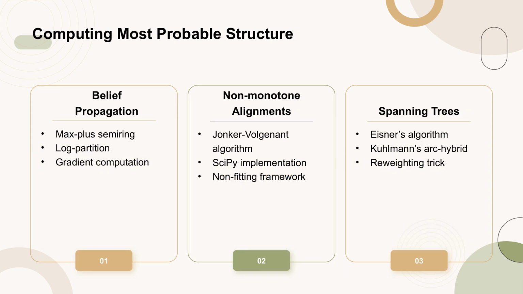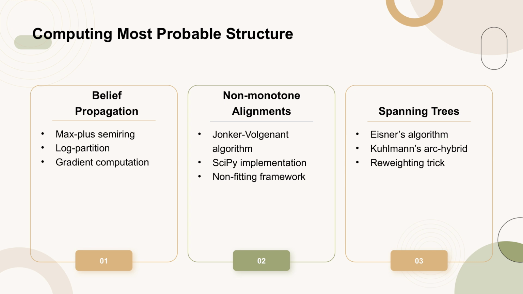To compute the most probable structure, the belief propagation algorithm is utilized with the max-plus semiring instead of the log-plus semiring. This approach allows for the computation of the gradient of part potentials with respect to the Viterbi structure potential. For non-monotone alignments, the Jonker-Volgenant algorithm, implemented in SciPy, is employed. In the case of spanning trees, Eisner's algorithm combined with the max-plus semiring is used, though Kuhlmann's tabulated arc-hybrid algorithm is found to be faster. The reweighting trick is applied to enforce the single-root constraint with Kuhlmann's algorithm.